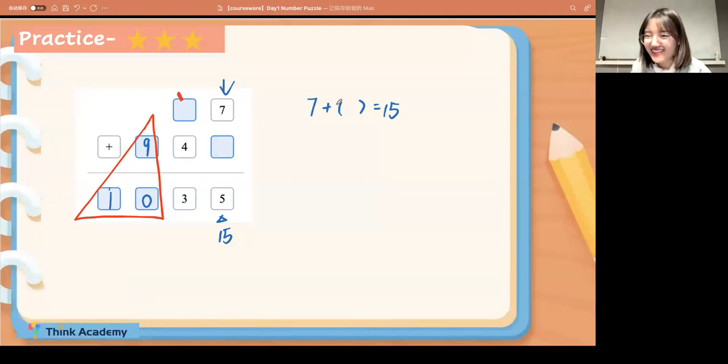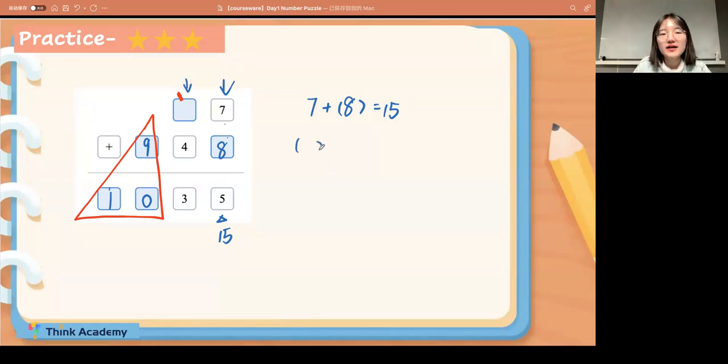9, 8, which number? 7? 7 plus which number will be 15, everyone? 8. 8 is not hard, please. Yes, this will be 8. And then we can go to the 10th column.